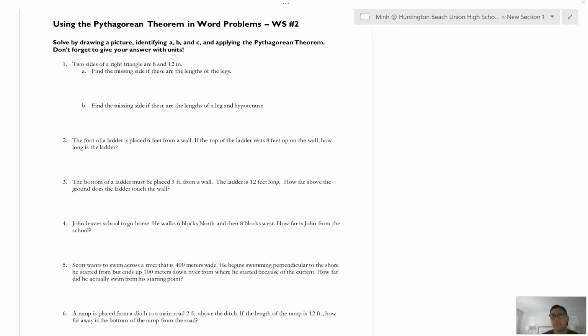So we're going to jump into problem number 2. So this is problem number 2. And I'm going to go ahead and read it to you guys. Number 2 says, the foot of the ladder is placed 6 feet from the wall, right? 6 feet from the wall. If the top of the ladder rests 8 feet above the wall, how long is the ladder? So we don't know how long the ladder is.